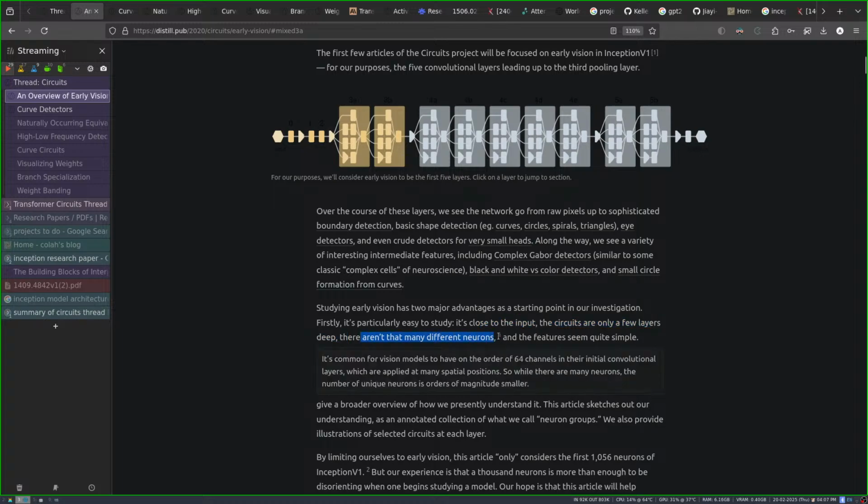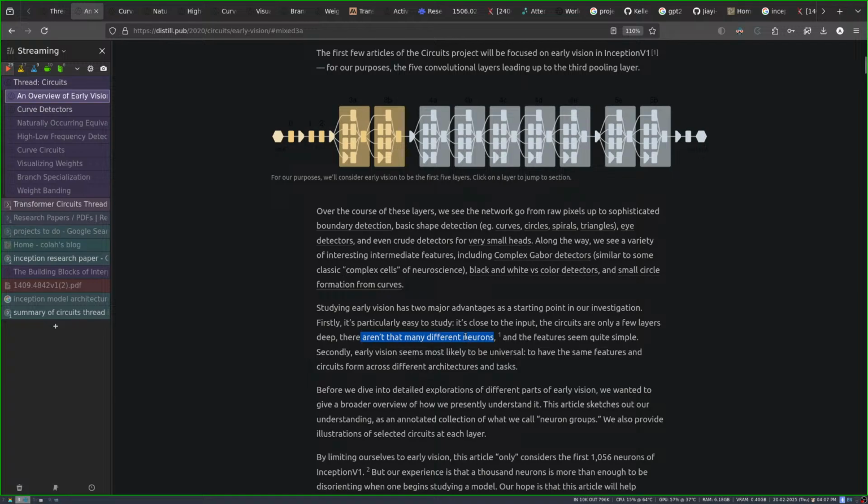But isn't that many neurons? What do you mean? It's common for vision models to have on the order of 64 channels in the initial convolution layer, which are applied at many spatial positions. So there are many neurons, but the number of unique neurons is smaller. Okay, you're saying that they will be kind of similar.